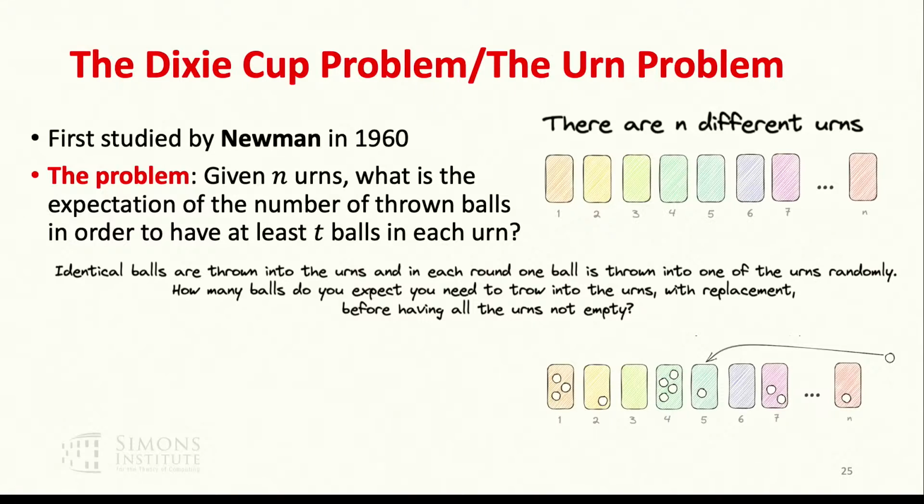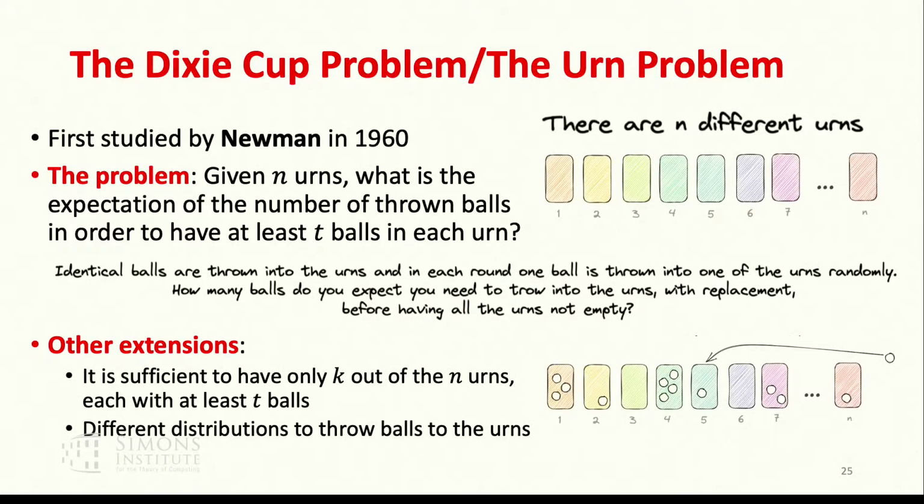Another way to look at it is we have urns and balls. You have the urns, and you're going to throw balls into the urns. You want to make sure that you throw them uniformly at random. The balls are the same. And we want to make sure that every urn is going to have at least T balls. So it's a similar problem. This was well studied, and the connection is clear.